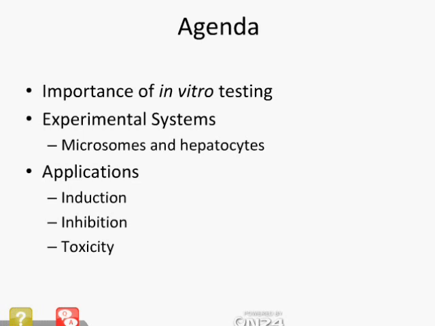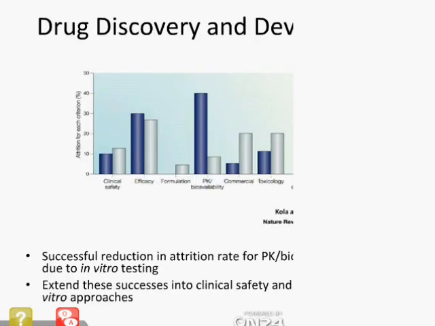We cannot know where we're going unless we know where we've been. This graph created by Kola and Landis highlights this fact. In 1991, the primary reason for failure of a drug was due to pharmacokinetic and bioavailability issues. By the year 2000, this was reduced to 10% as compared to the other factors. In large part, the knowledge and understanding of the mechanisms affecting PK helped develop in vitro screening regimens to better predict in vivo bioavailability. This same approach may be able to help other areas like clinical safety and toxicology.